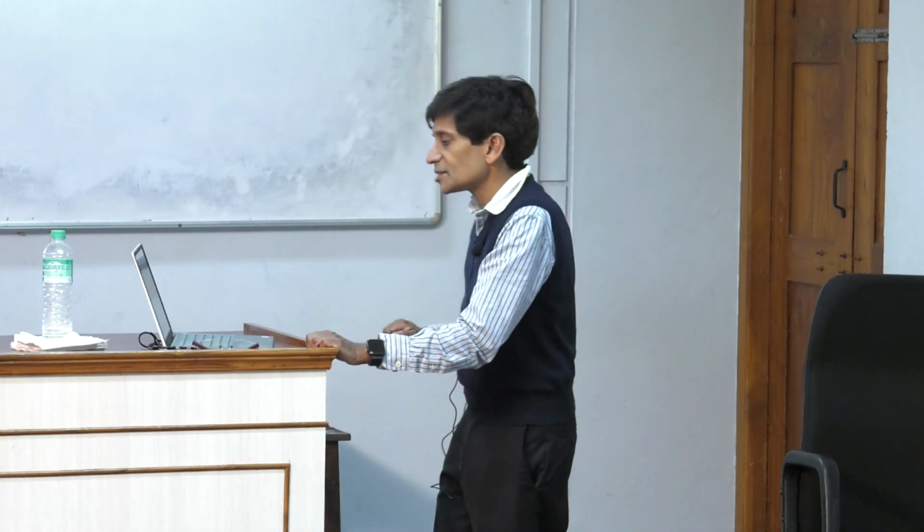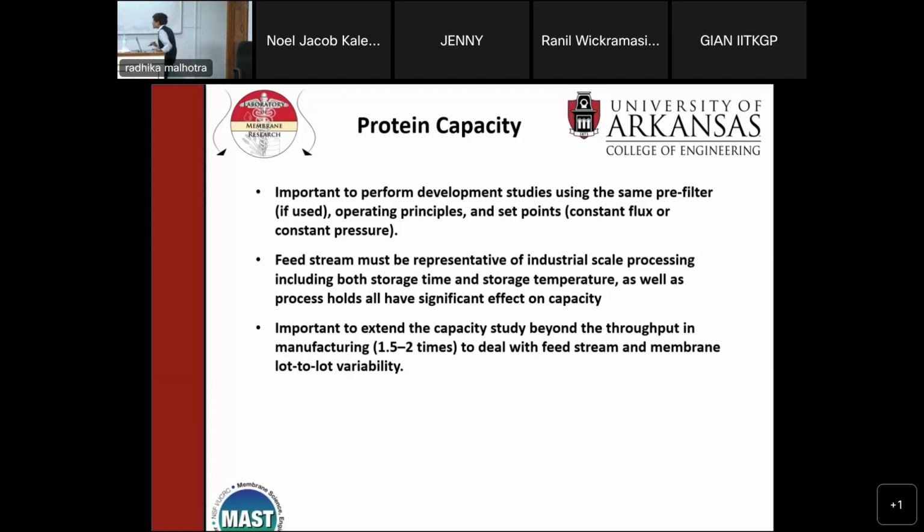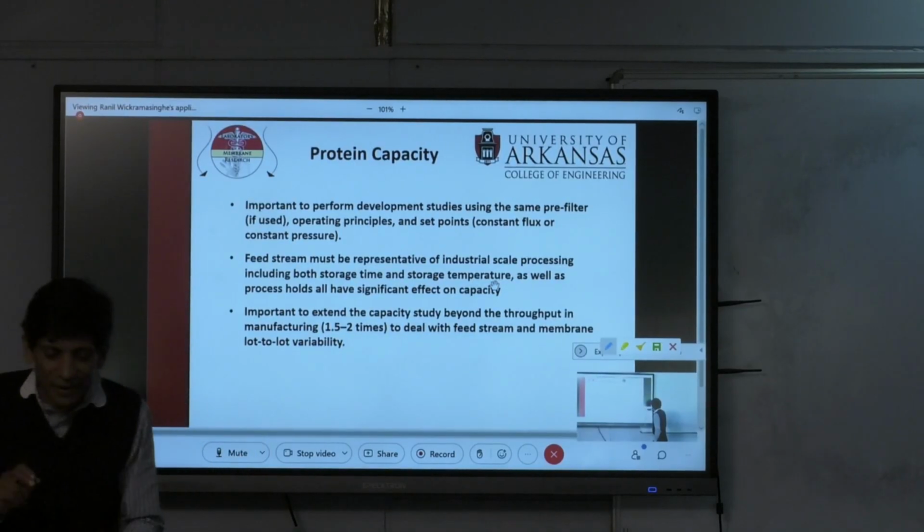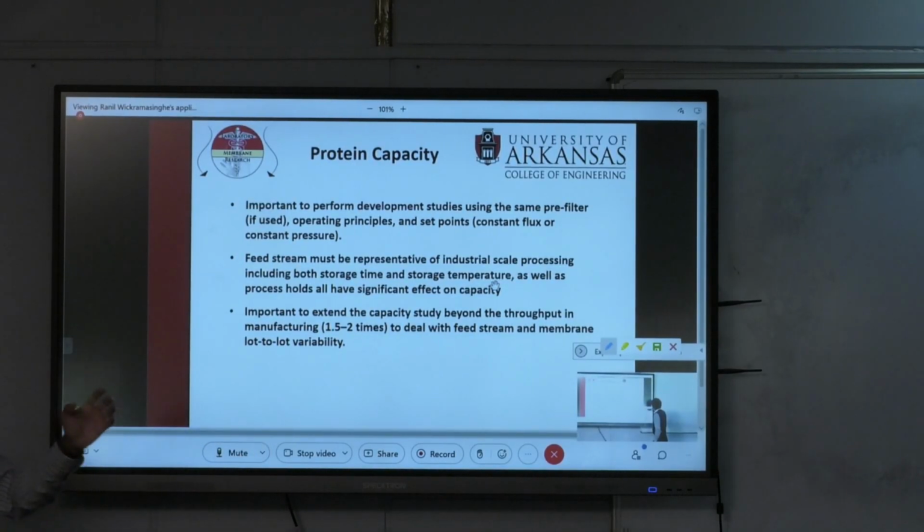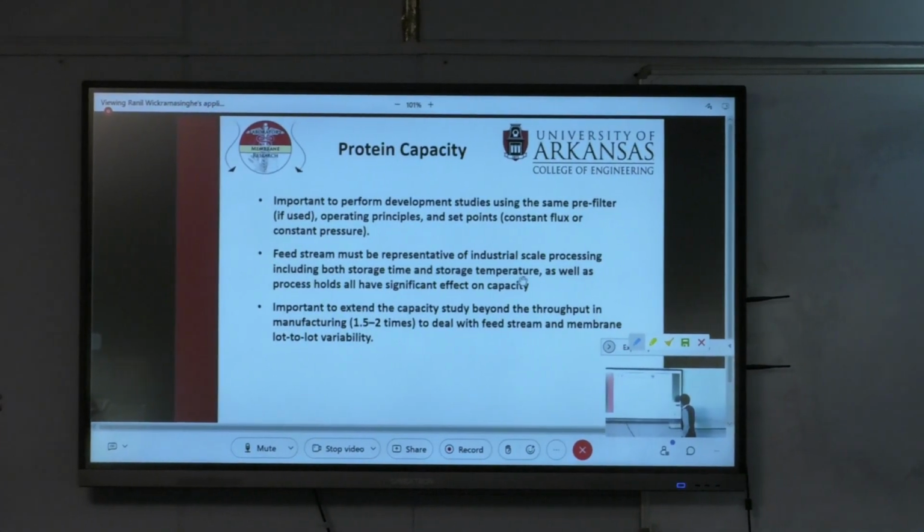The feed stream must be representative of the industrial scale processing, including storage time, storage temperature, as well as process holds. Let me explain that, because this is very important. Remember, this is one of the few cases, and for engineers this is important, where we're scaling down. So if you're scaling down, it's very important that this is representative of your manufacturing scale. You can't do something different.